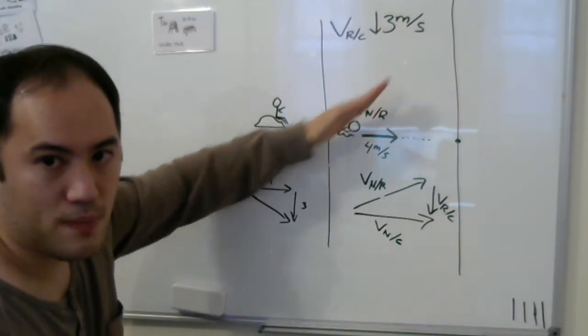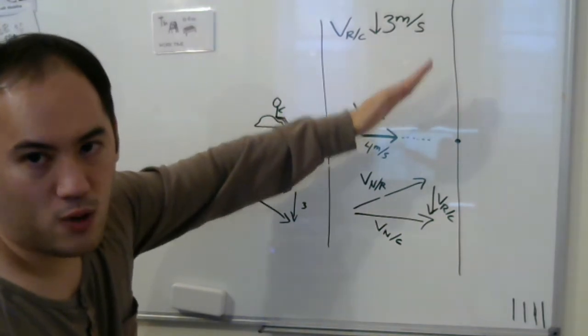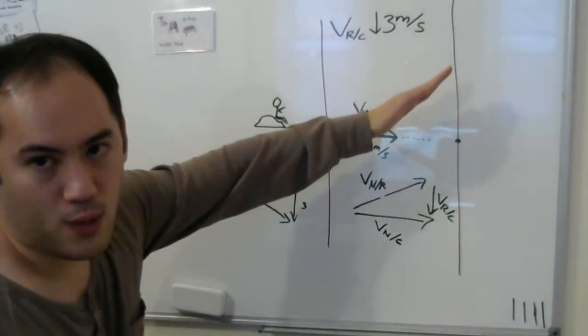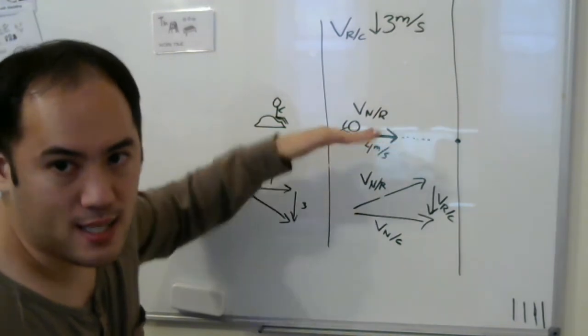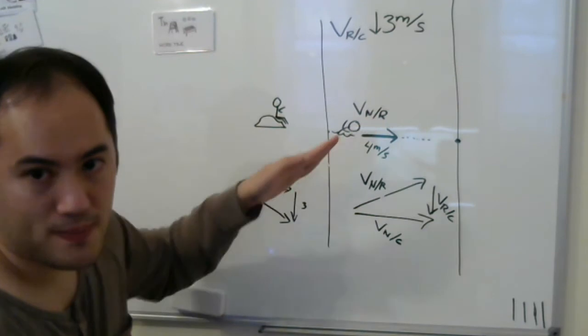He'll swim this way, then the water will push him down. Then he'll swim this way, and the water will push him down. Then he'll swim this way, and the water will push him down. So he'll actually be going horizontally, even though he's trying to swim diagonally.